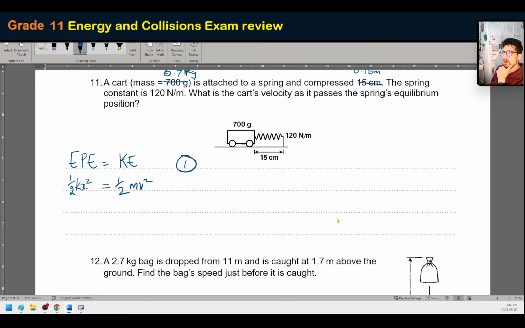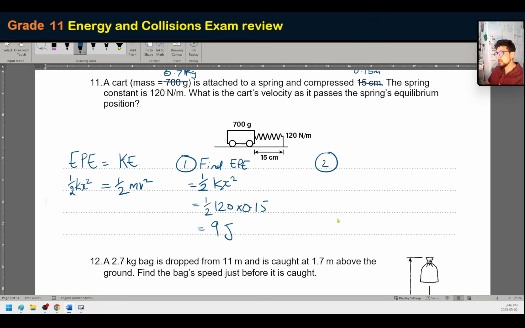So step one, find the elastic potential energy, which is half kx squared. We've got the k, which is 120, and we've got the extension, which is 0.15, and that's going to equal 60 times 0.15 squared, which is 1.35 joules. So once we've found that, we know that elastic potential energy is equivalent to kinetic energy. So we also know that half mv squared, which is the kinetic energy, is going to equal 1.35 joules because we've just worked it out.